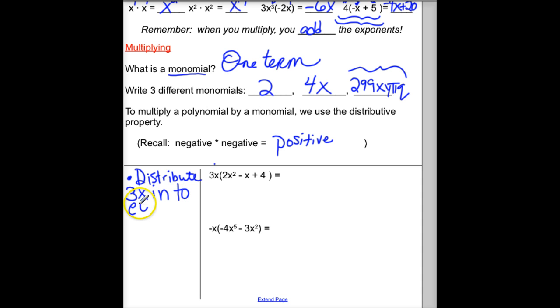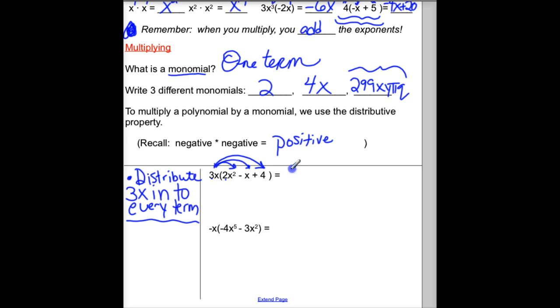Into every term. So we're going to take this 3x and we're going to hop it in, hippity-hoppity, distributive property. We're going to hop it in, and then we're also going to remember up here that when we multiply, we add those exponents. So really, I'm just doing 3 multiplication problems, so it's kind of an easy section because we already should know how to multiply.